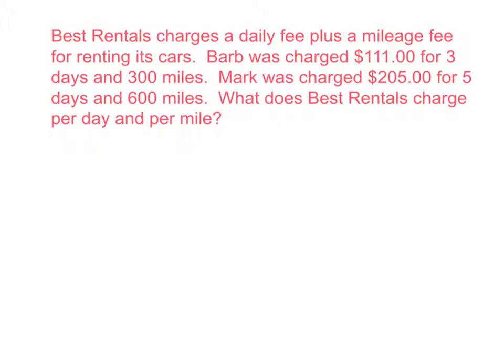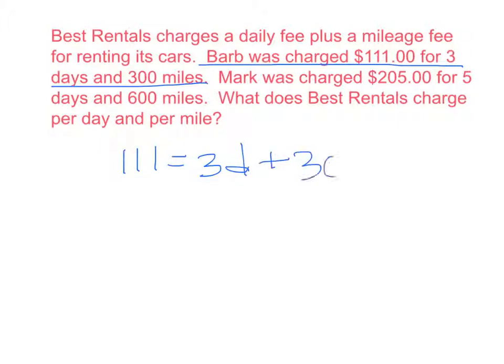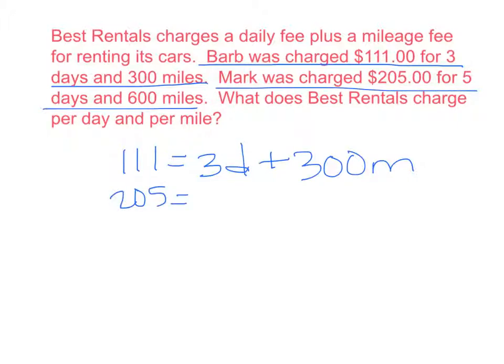All right, you guys have seen this problem before. So basically you're setting up a system of equations, and since you're not mixing anything and you don't have any rates, you're just going to translate your sentences. So your first sentence right there talks about Barb. So she was charged $111 for 3 days and 300 miles. So that gives you your first equation. And then your second equation is right there in that line with Mark. He was charged $205 for 5 days and 600 miles.